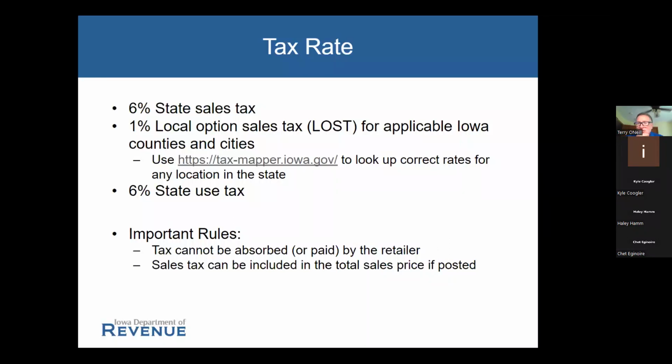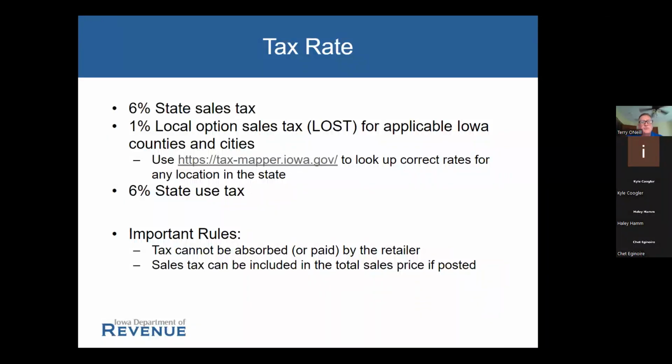And you might be scratching your head saying, well, how in the world do I know if it's 6% or if it's 7%? Well, we do have a tax mapper application on our website. If you were to click on that, you can type in the exact address of where you're sending something or where you're located, and it will give you the tax rate. It will tell you if it is 6% or 7% as far as Iowa sales tax is concerned. So take a look at that. It's something that works out really well.